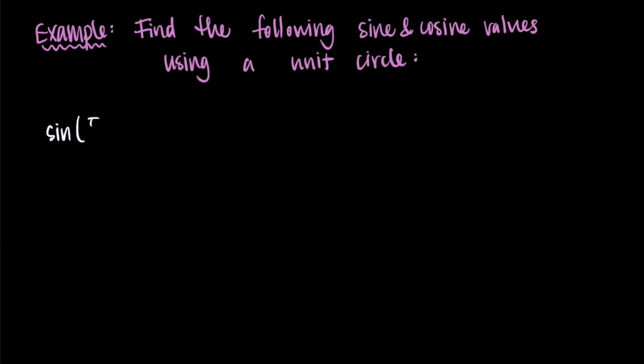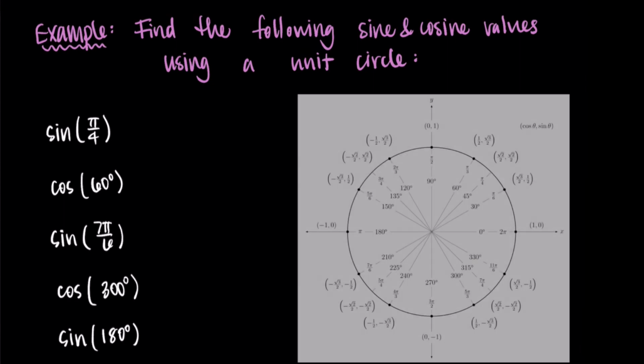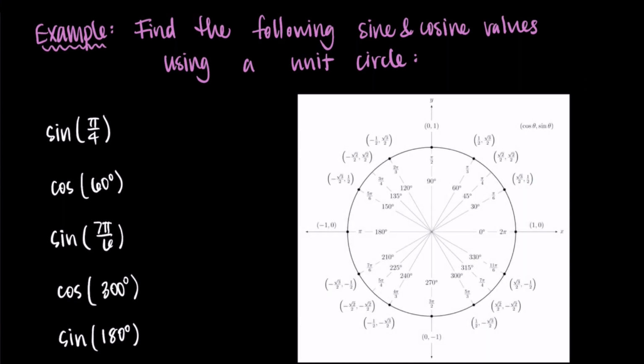Okay, so let's do sine of pi over 4, cosine of 60 degrees, sine of 7 pi over 6, cosine of 300 degrees, and sine of 180 degrees. Remember, on a unit circle, the cosine is the x value and the sine is the y value. Why don't you pause the video, refer to a unit circle, I'll put one up here too so you can check it out and see what you can do.